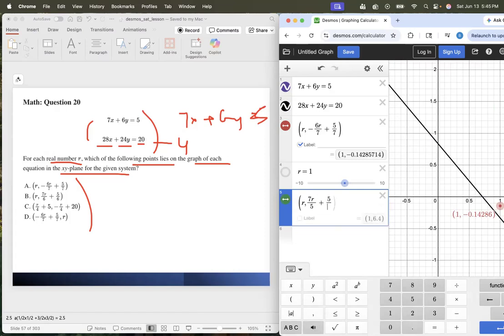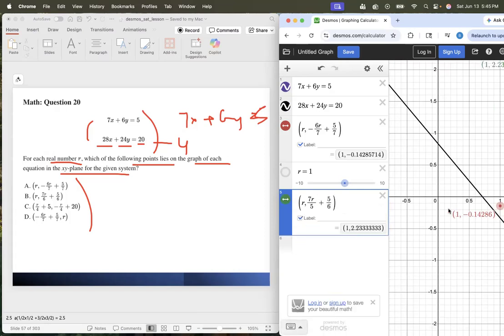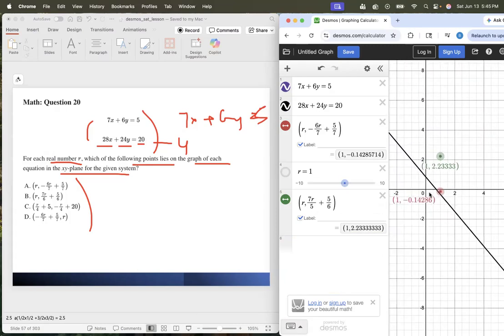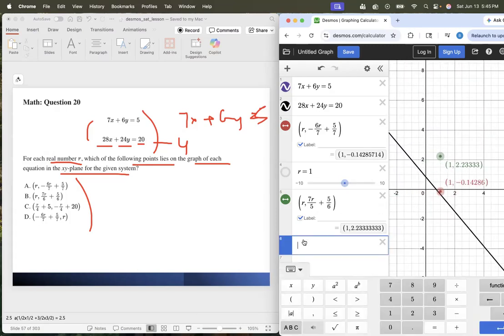Plus 5 over 6. This is also not on the graph. It's green over there, right? The third one is r over 4 plus 5 minus r over 4 plus 20.